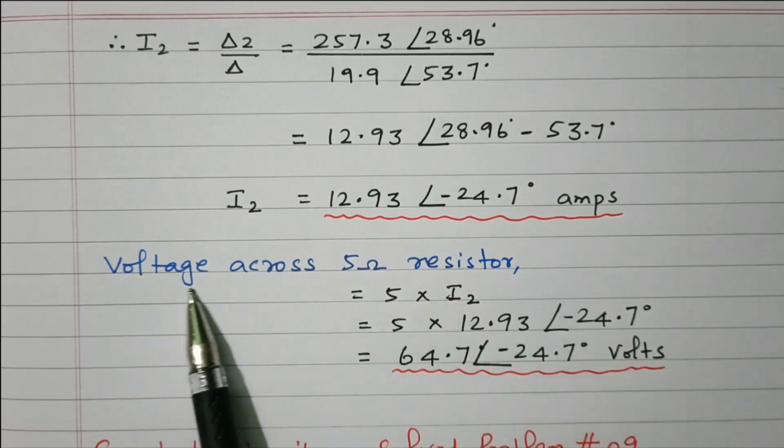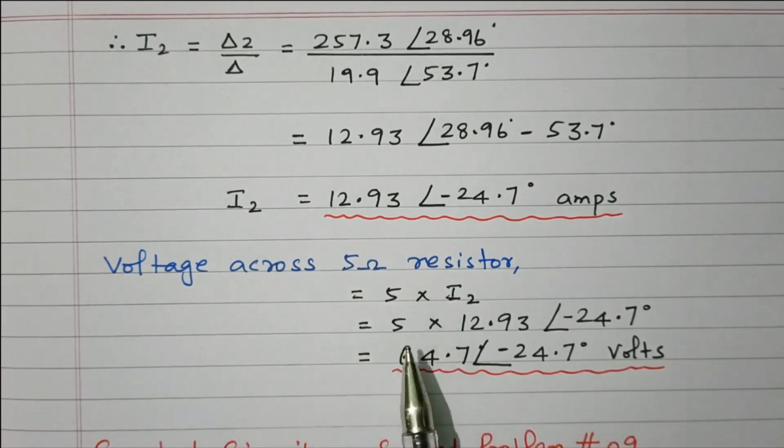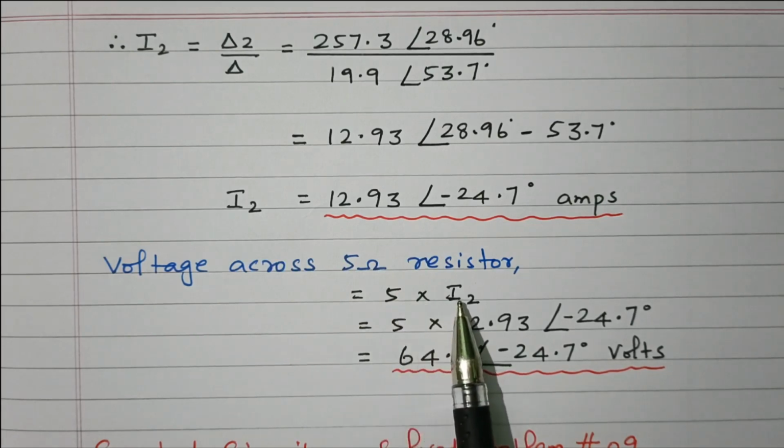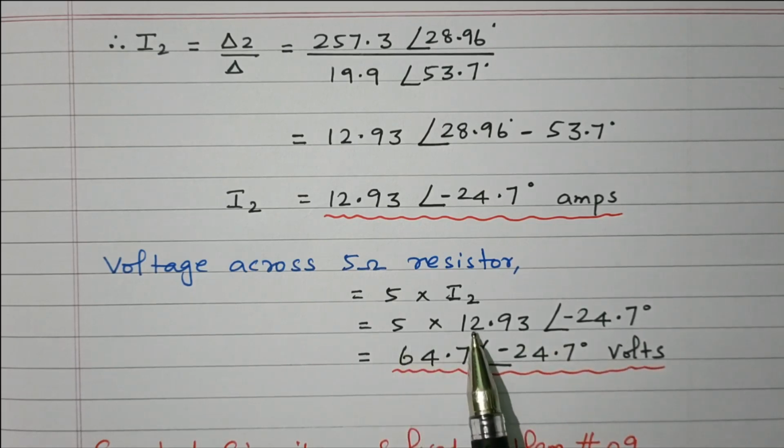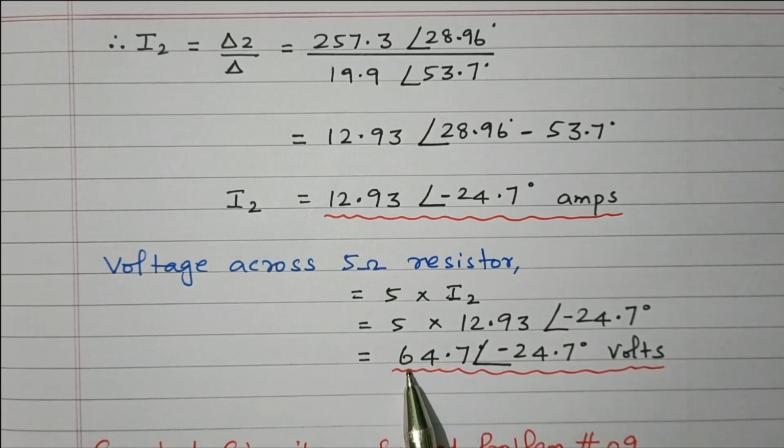But what we need is the voltage across the 5 ohm resistor. 5 into I2. V equals I into R. I is I2, R value is 5. So substitute this I2 value: 12.93 angle minus 24.7. The angle is written as it is. 5 into 12.93 is 64.7. So this is the final value. 64.7 magnitude angle minus 24.7 degree voltage.